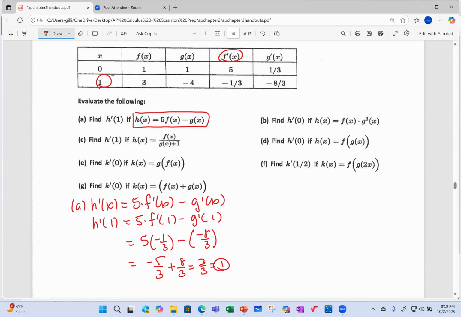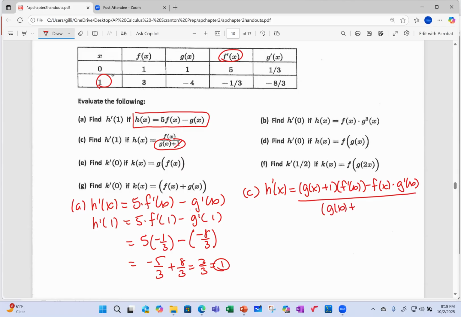That wasn't bad. In part C, I'm not going to have a chance to do all these, but in part C, I'm going to do a quotient rule. So h prime is the bottom times the derivative of the top, which is f prime, minus the top times the derivative of the bottom. That's just g prime of x, because the derivative of 1, which is a constant, is 0. All over the bottom squared.